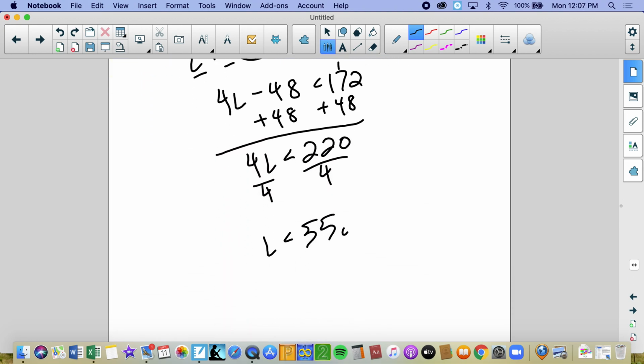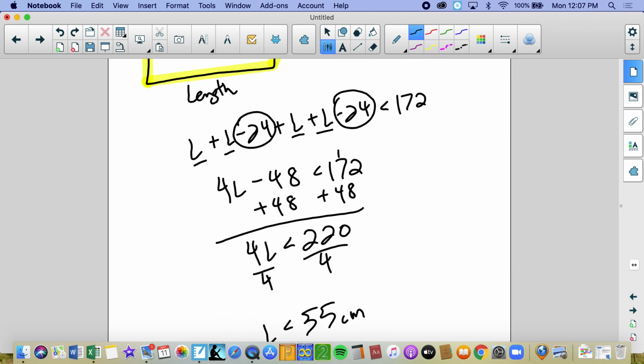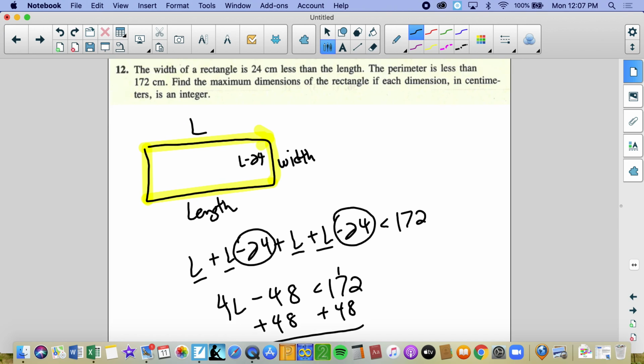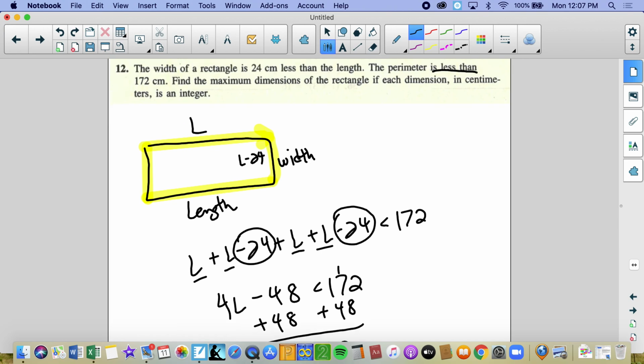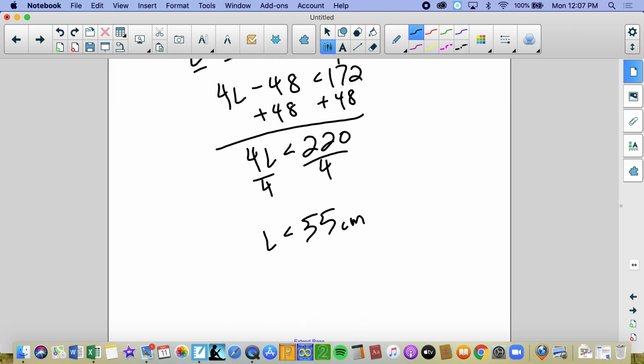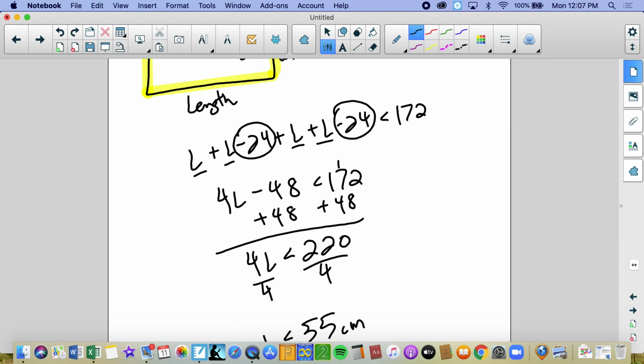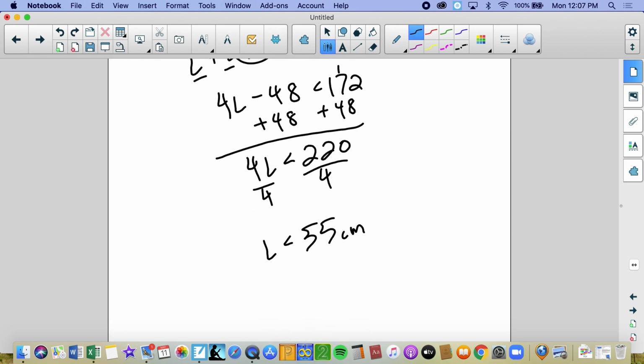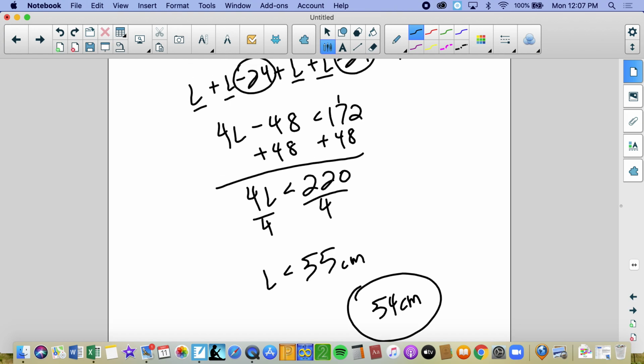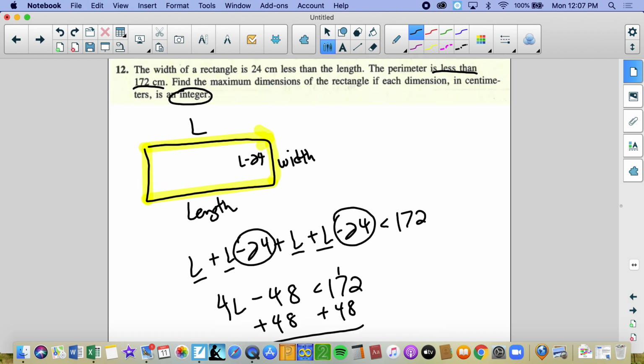So it has to be less than 55 centimeters. It can't be equal, because it doesn't say equal, it says less than 172. So when we solved it, my length must be less than 55. And they want an integer as my answer, meaning a whole number. So if it has to be less than 55, what's the next integer less than 55? Well, it would be 54 centimeters.